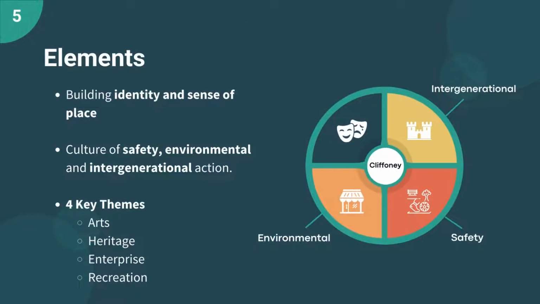This brings us to the elements that make up a community plan. At the centre is the identity and the sense of place that brings people together. This identity is surrounded by a culture that strives to create a safe environment for younger and older people who understand the importance of protecting the environment and the area's natural landscape. Within this lies 4 key themes which emerge throughout the community engagement process. These are arts, heritage, enterprise, and recreation. The actions discussed later will build on these 4 themes.